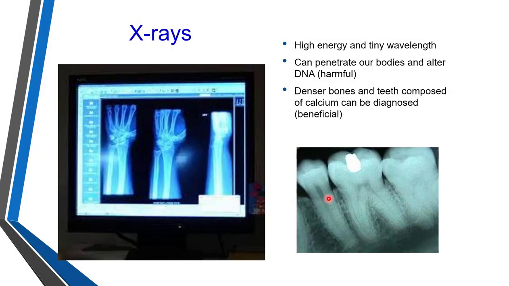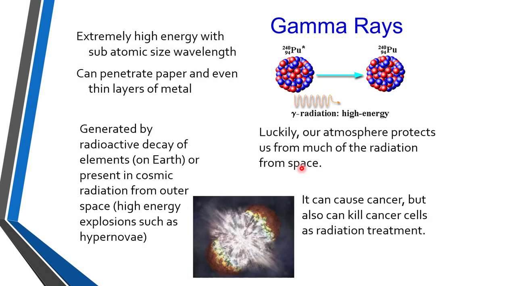X-rays are the next electromagnetic waves, and they are used to see body parts or bone parts. They have high energy and tiny wavelengths, very small in terms of nanometers, and can penetrate our bodies and alter DNA. Sometimes it is harmful. Denser bones and teeth composed of calcium can be diagnosed using X-rays.